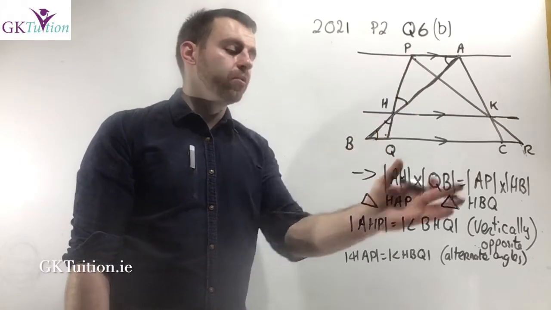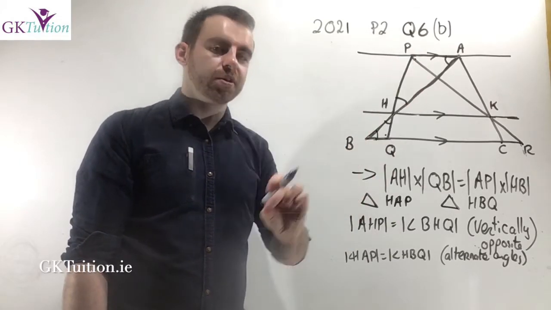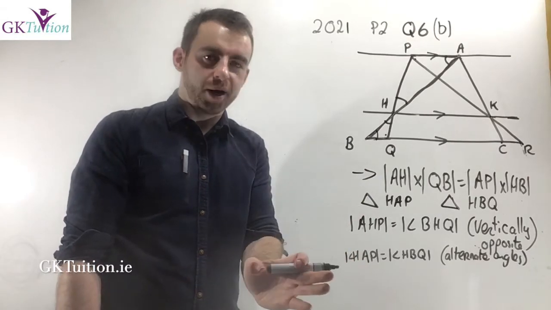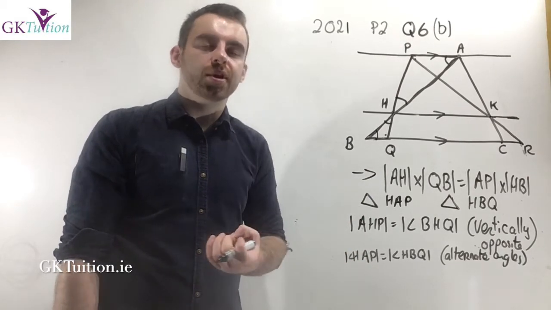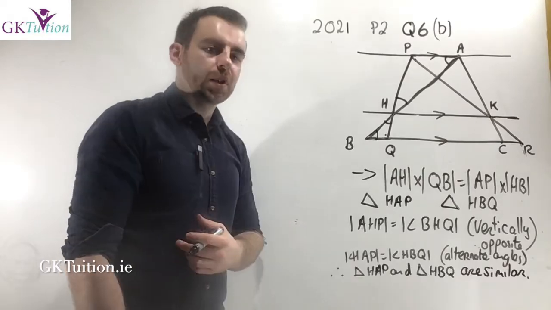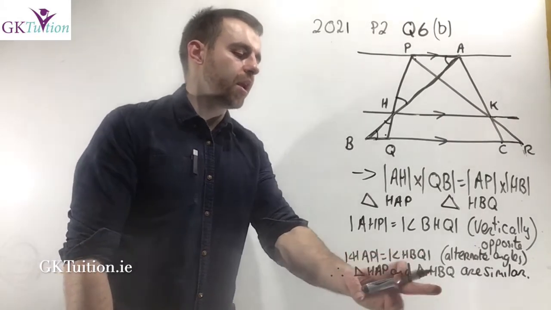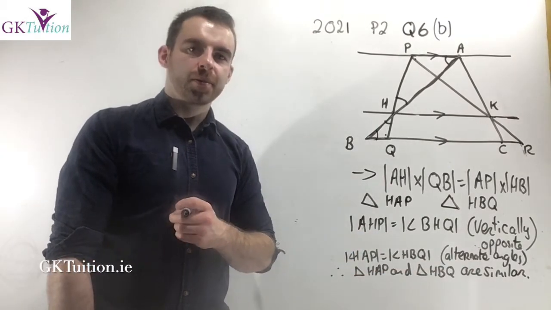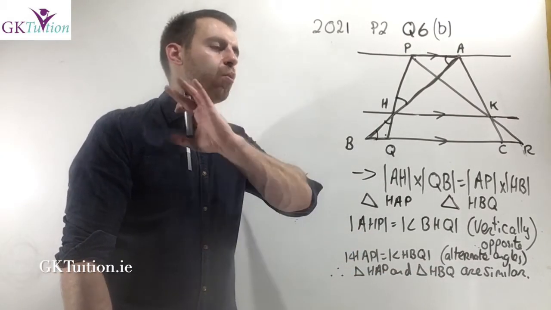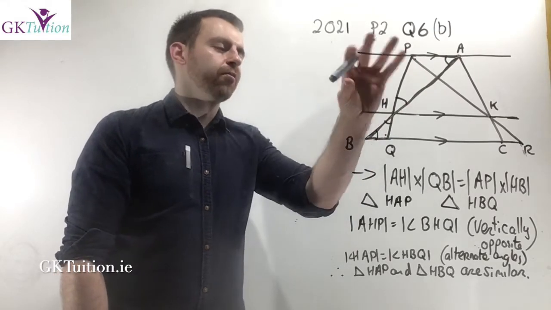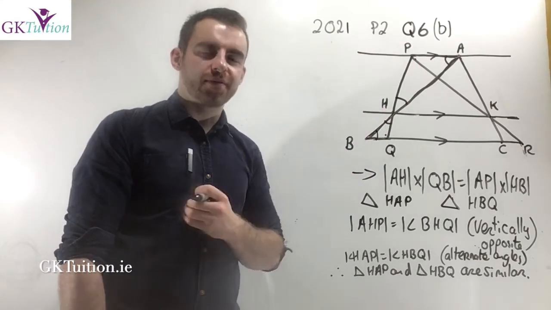Now, we actually could have used them in the proof because they're also alternate angles, but we don't need to bother. Once we've proven the two pairs of equal angles, we can now conclude that the triangles are similar. So I just conclude like this: therefore the triangles HAP and HBQ are similar. Now what I'm going to do next is wipe off the diagram and just focus on the two triangles, because if I focus on the diagram now, it's going to get very messy.